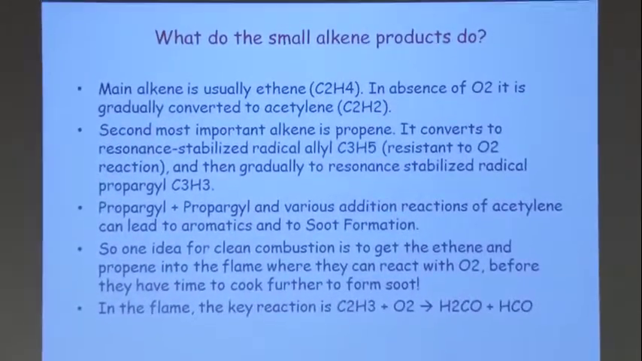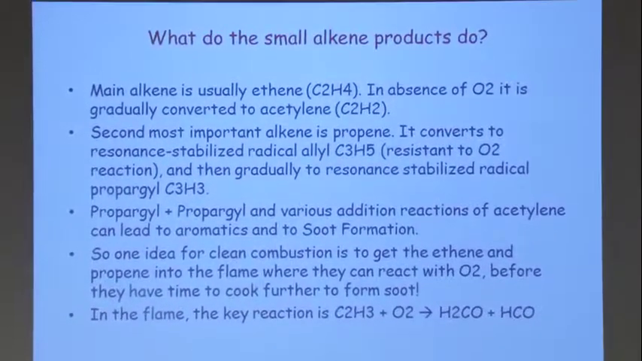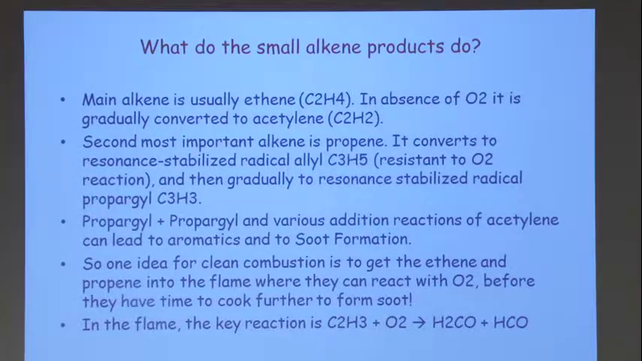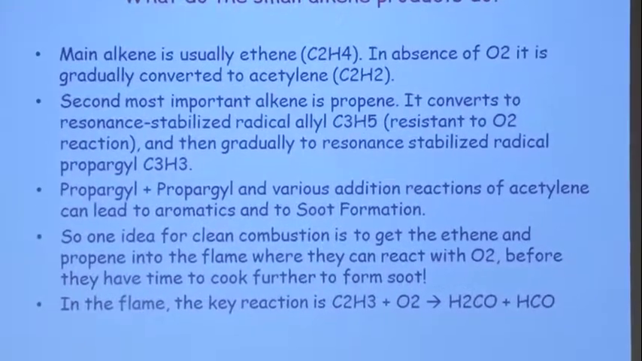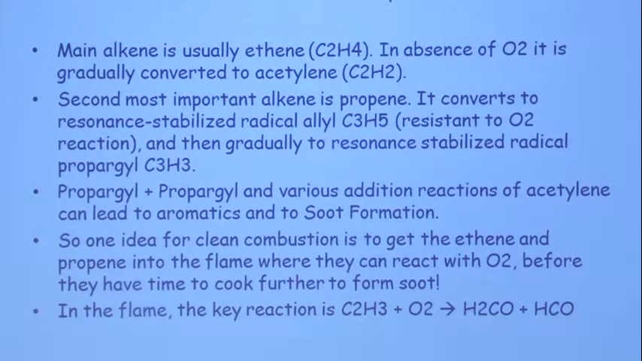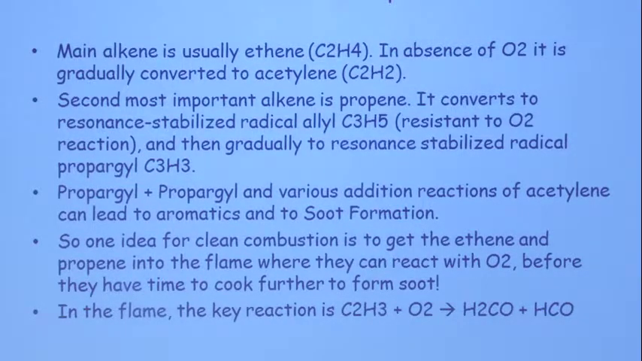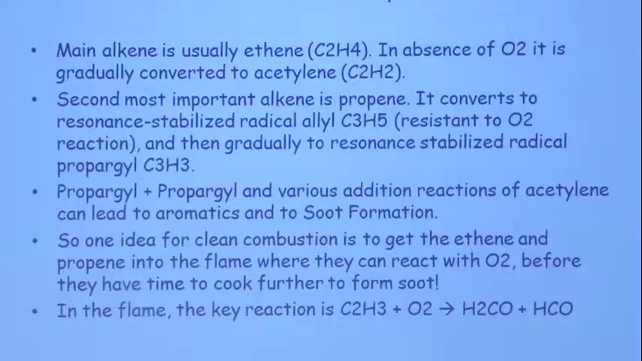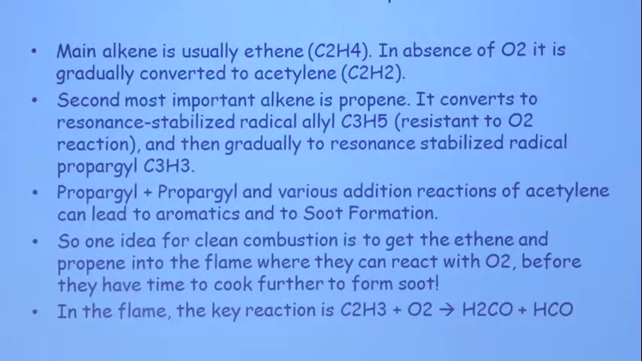All right, what do the small alkenes do? You make a lot of ethylene, and in the absence of oxygen, it's gradually converted into acetylene, C2H2. The other alkene you make a lot of is propene. The propene makes C3H5. It's an allyl radical, so it loses one H, but then the allyl radical is a resonantly stabilized radical, and it stays around for a long time. Then it gradually loses hydrogen atoms and becomes an even more stable radical called propargyl, C3H3. That's another resonantly stabilized radical, and basically it usually gets stuck there.